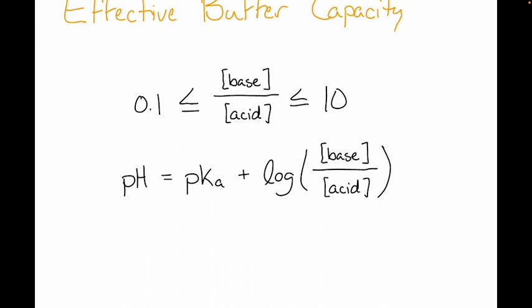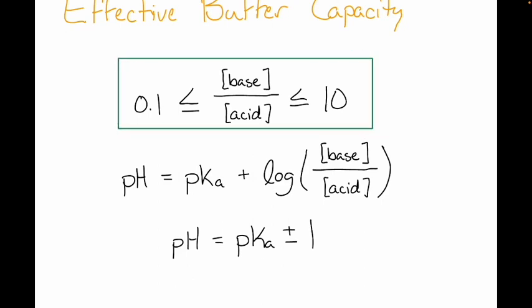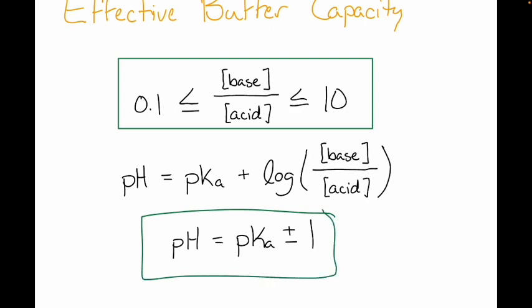+1, all right? So our effective buffer capacity, we can either define that in terms of this ratio here, or just say that the pH has to equal the pKa plus or minus 1 unit, right? So a buffer is most effective when the pH of that solution is right around the pKa of that buffer. If it's outside more than 1 unit greater or less than, it's not going to work as a buffer. All right, so again, we have these restrictions on what we call our effective buffer capacity here.